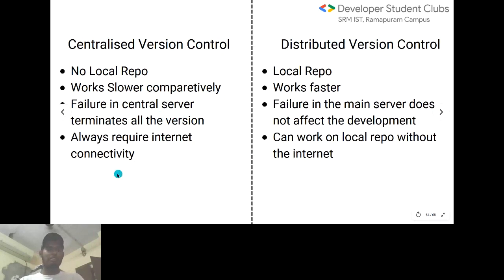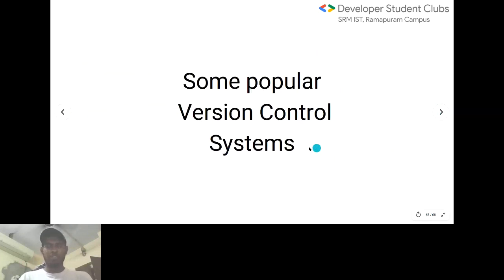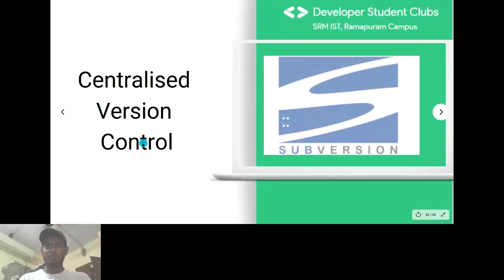And the last difference is, in centralized you always need internet connectivity. Without internet connectivity, you cannot update the version of your files to the main. But in the distributed one, we can work on the local repository without the internet. You can make the changes in a local repository without the internet. So next are some popular version control systems.